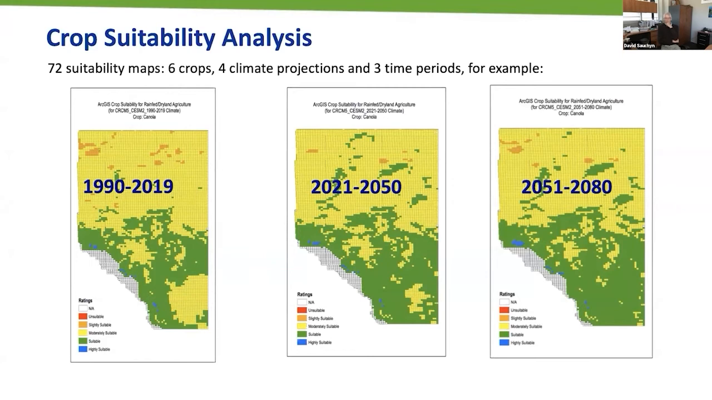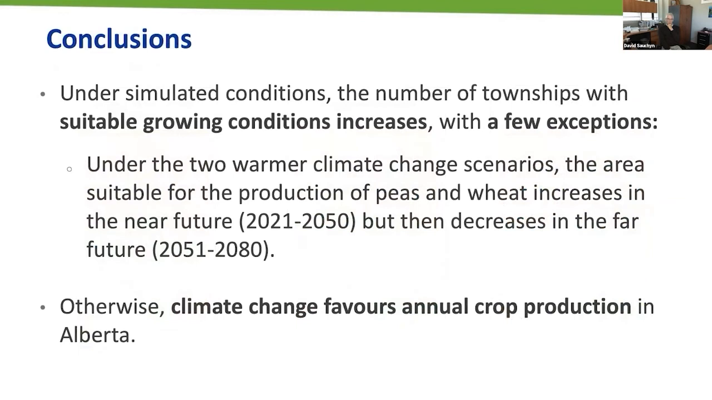But given the assumptions and limitations, I wouldn't pick a township from this map and say, hey, let's go buy land because it's going to be more suitable for producing canola. We're just looking at the patterns here. And so the conclusion, given this simulation of the future climate, is that the number of townships with suitable growing conditions goes up, with a few exceptions.